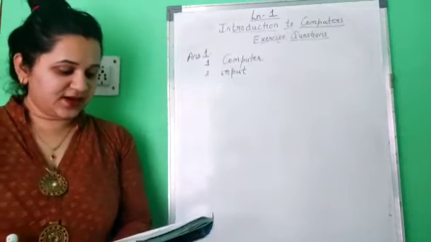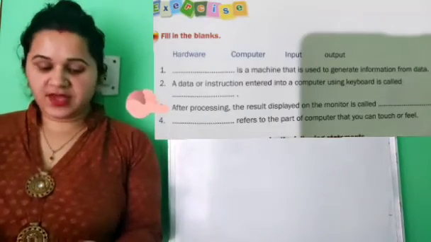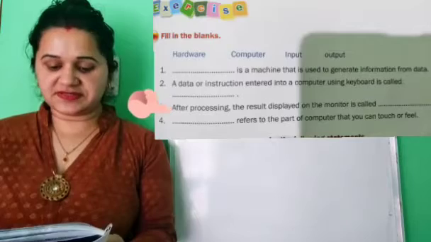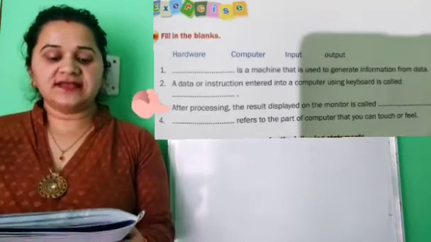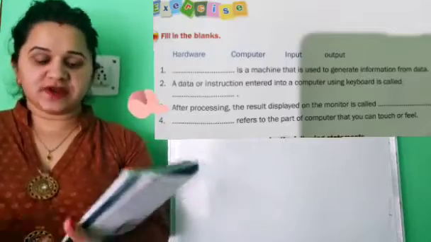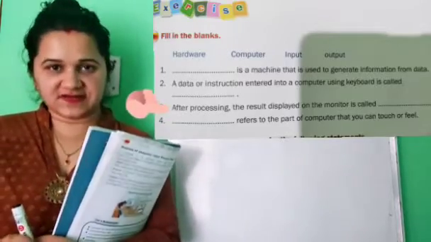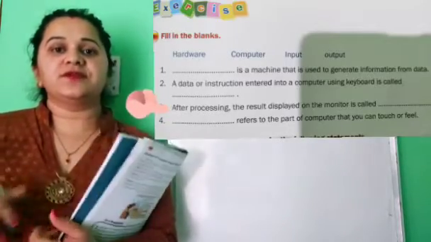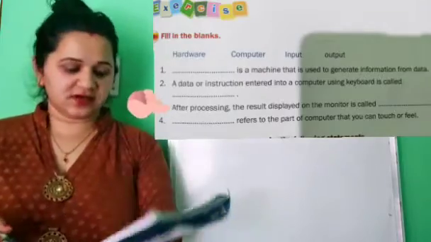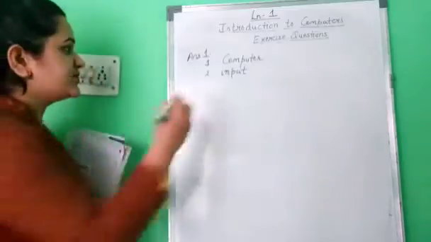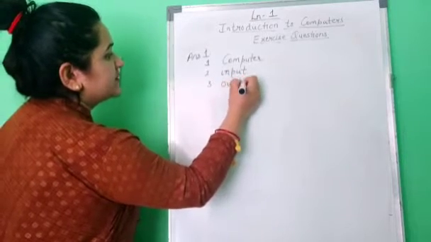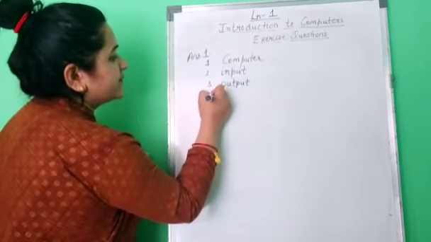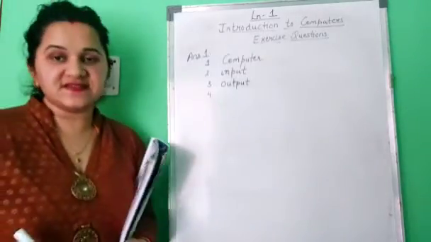Okay. Now, third, after processing, the result displayed on the monitor is called dash. See children, when the data is processed, okay, that will give you the desired result. The result is known as the output. So write down output. Okay. Output is the processed data.